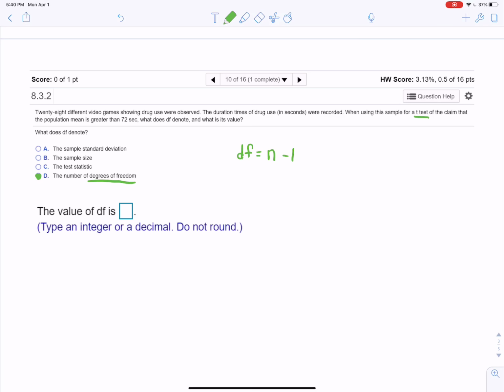So in this case, if we look at it, they tell us in words that 28 different video games were observed. So that means our N is 28. So our degrees of freedom is 28 minus 1, or in this case, 27.